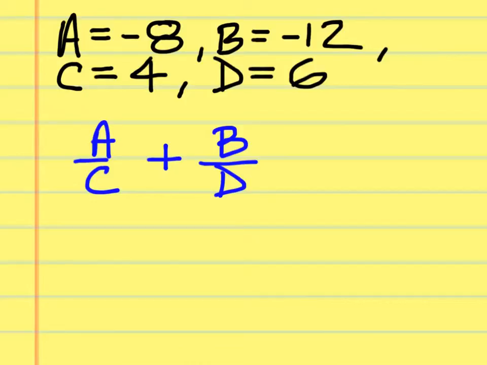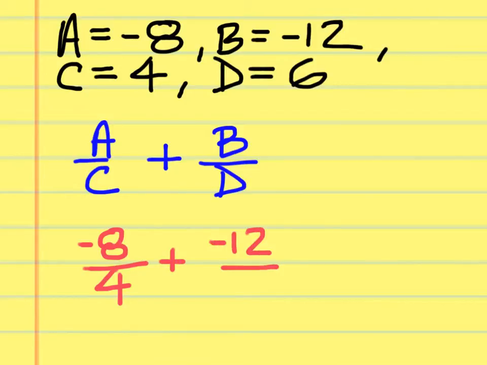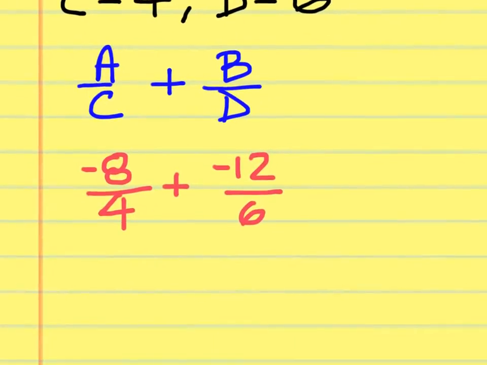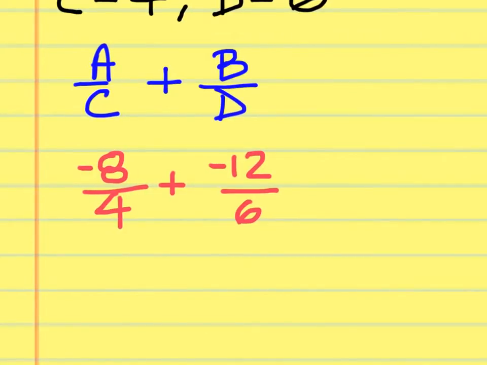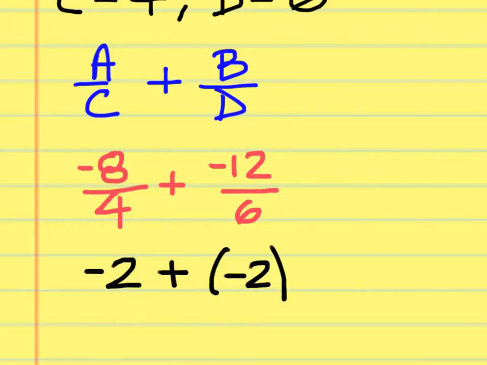Need my red marker. There we go. For A, it's negative 8. C is 4. B is negative 12. And D is 6. So in the first fraction, negative 8 divided by 4 is negative 2. And then in the second one, we have negative 12 divided by 6. That's a negative 2. Negative 2 plus negative 2. How many negative signs do I have? 4. So the answer is what? Negative 4.